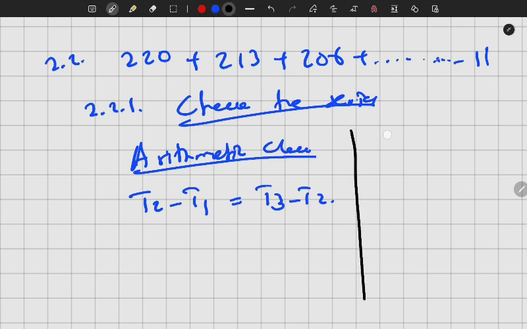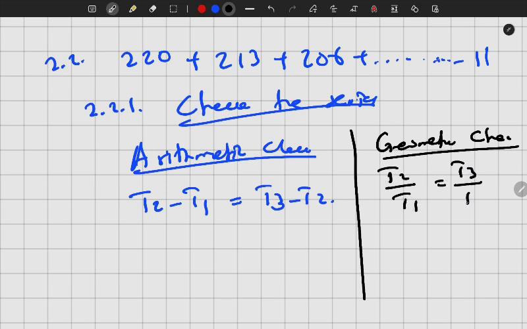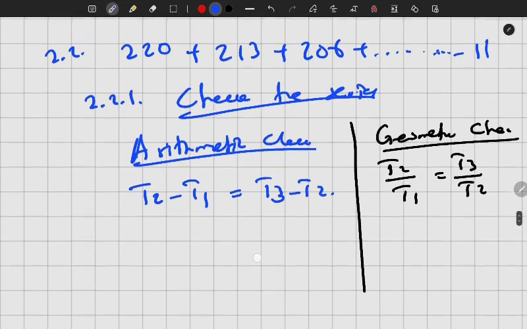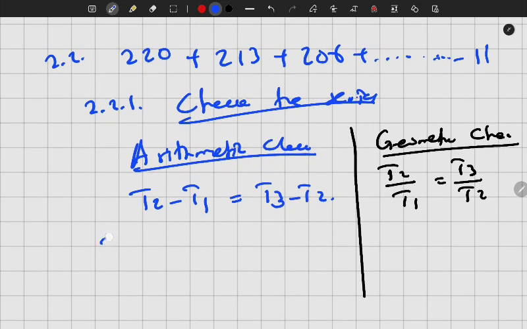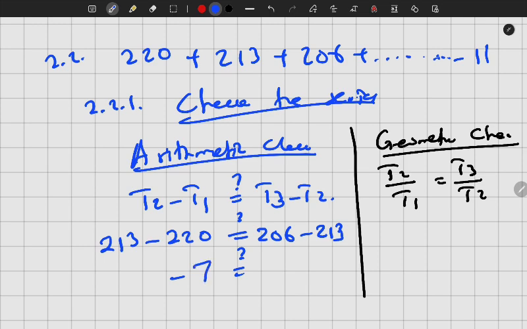What about a geometric check? There we'll be checking if T2 over T1 is equal to T3 over T2. Let's start with the arithmetic check. So then we have 213 minus 220, then we have 206 minus 213. So we're checking if these are equal. 213 minus 220, we're going to get a minus 7. And here also a minus 7. So these two are equal.